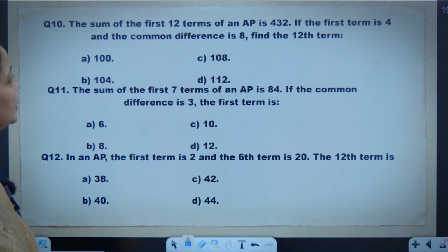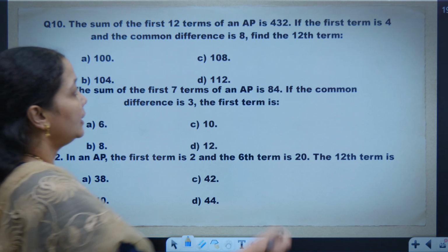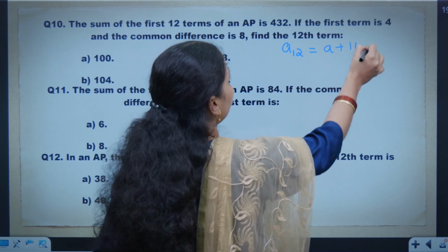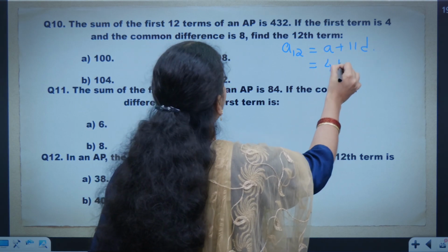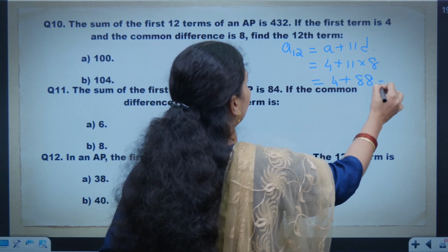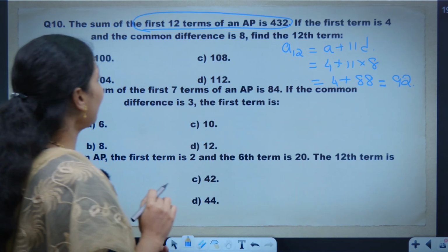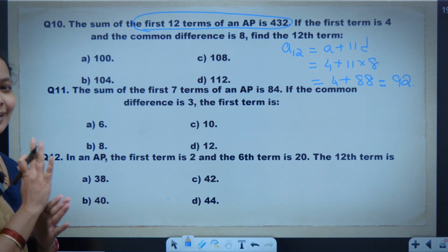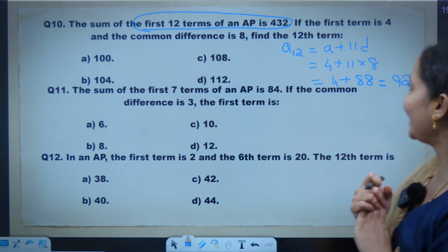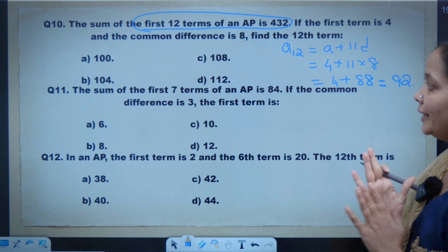In the next question, the sum of first 12 terms of an AP is 432. First term is 4 and common difference is 8. I have to find the 12th term. I'll directly go for A12. A12 is equal to A plus 11D. A is 4, 11 into D is 8. So 4 plus 88, that will be 92. But it is not at all matching with the options given. Again, there might be a misprint in the given question paper. Therefore, we'll go for 92 as the right answer, not messing up our minds. The exact answer will be 92 itself.